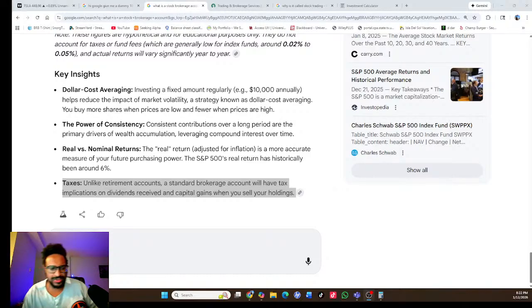Who we got? We're doing stock 101, stock market 101.